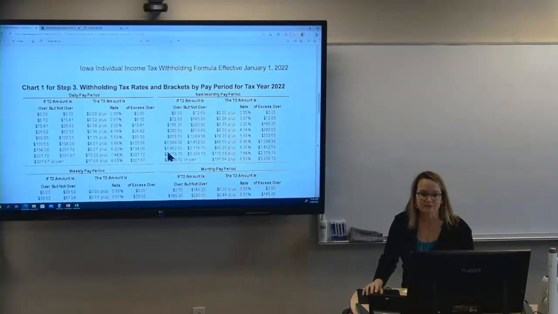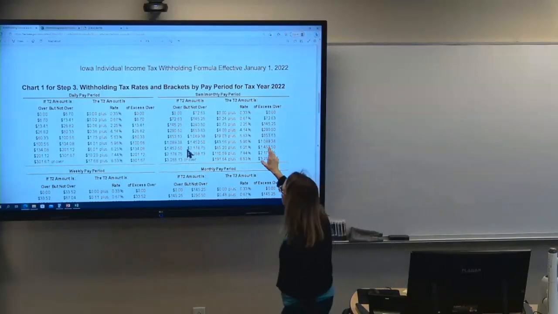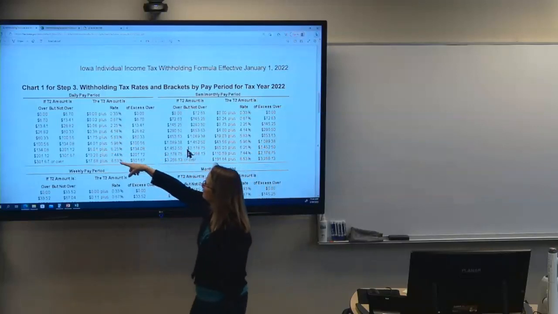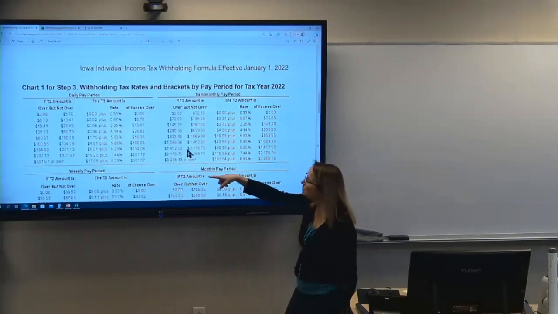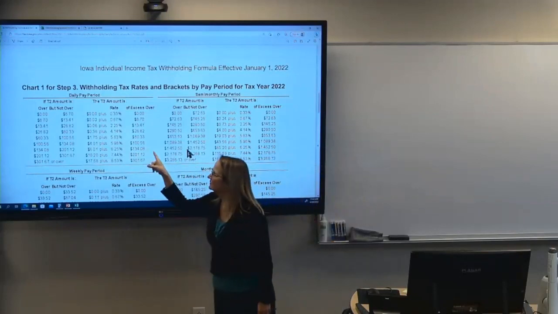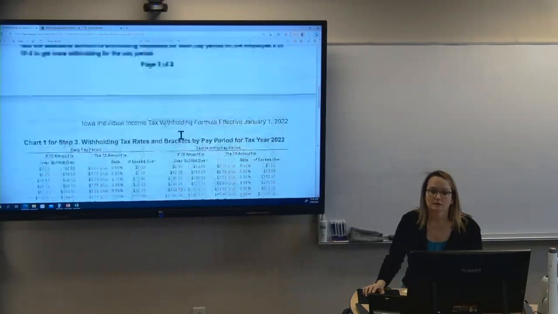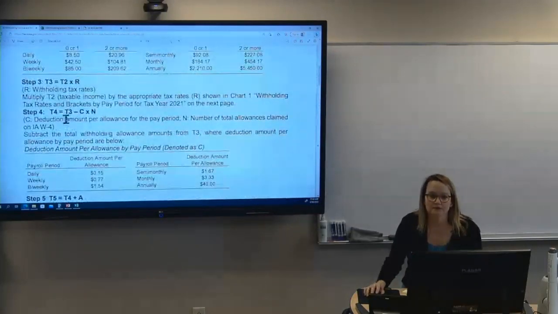So you would reference down here based upon, and again, this looks familiar, right? Very similar. You would apply it to the correct frequency of pay, and then the amount that was in that T2, and you're going to follow the instructions across the line. So those are our rates. T2 times R equals T3.